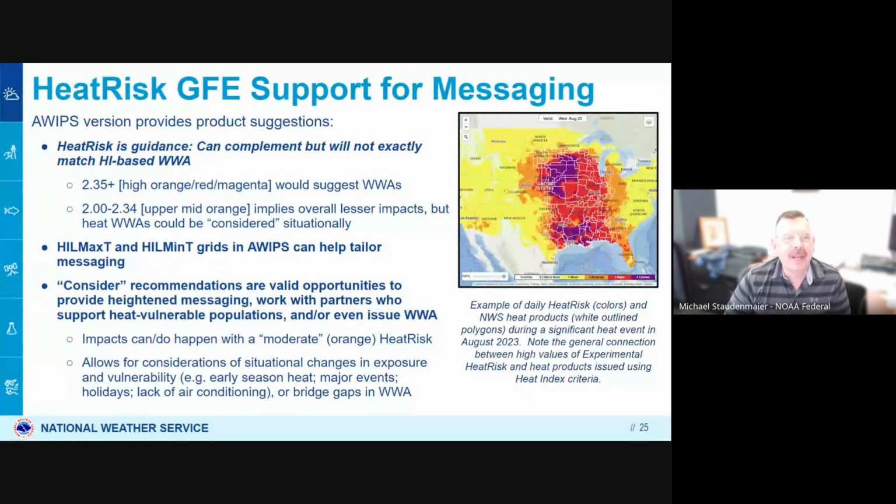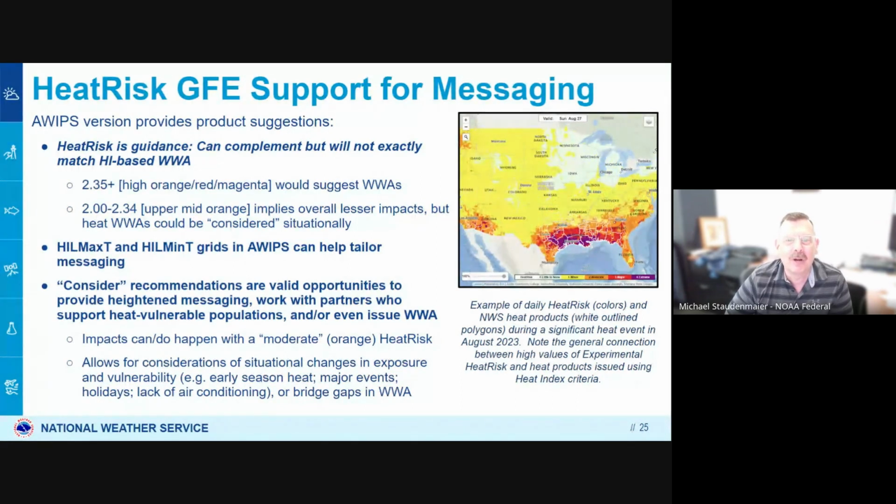As an example of the benefit of including HeatRisk in the heat watch warning advisory product process, I provided a 7-day loop of daily HeatRisk values forced by the day 1 NBM during a significant heat wave in August 2023. You can see that on the right-hand side. The white polygons are the National Weather Service heat products issued independently using a heat index approach. While every week last summer didn't show this type of good matching, many weeks were pretty similar in behavior, where our WWA heat products were issued in areas of orange, red, and magenta heat risk.